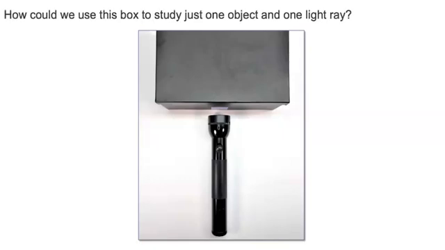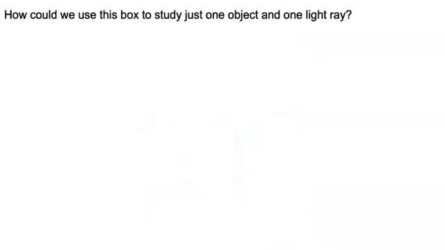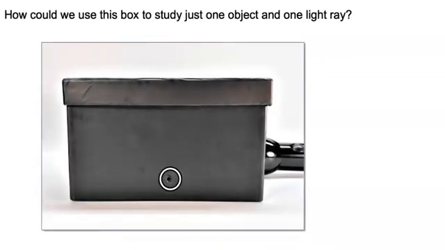How can we use this box to study just one object and one light ray? I think we could open the box and put an object inside. Then we could look closely as we shine a light ray on the object. Do you think that would work? I think so. We can use this eye hole on the light ray box to observe an object inside the box, while a light ray enters the box through the flashlight hole. What object should we use?